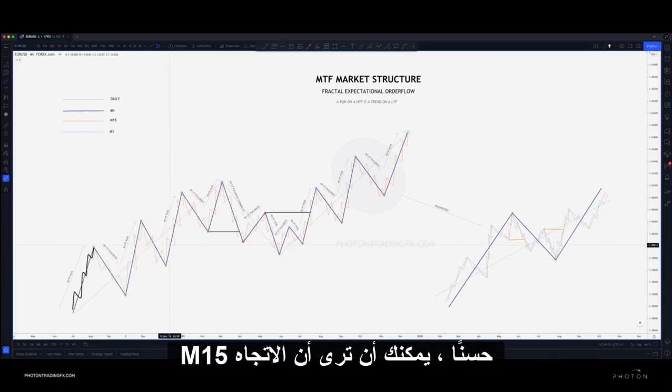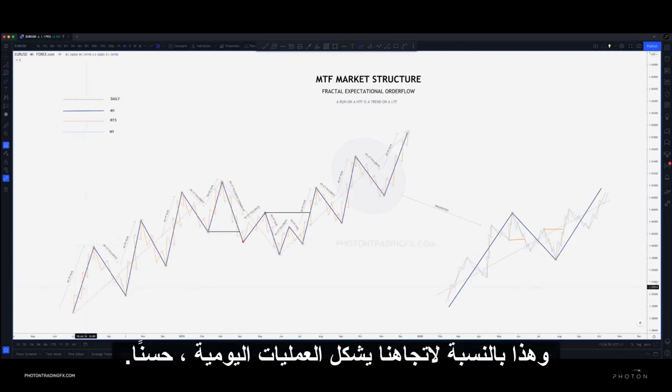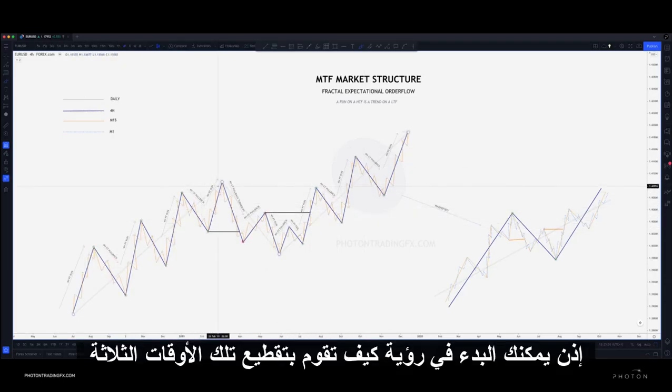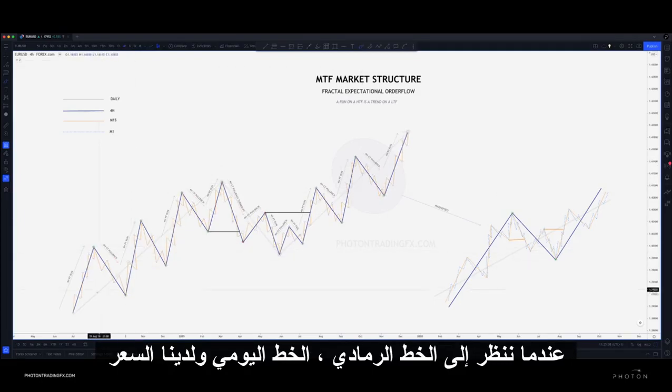So you can see that the M15 trend makes up the 4 hour runs, and that 4 hour trend makes up the daily runs, okay? So on and so forth. So then you can start to see how you're piecing those 3 time frames together to really give you an indication.